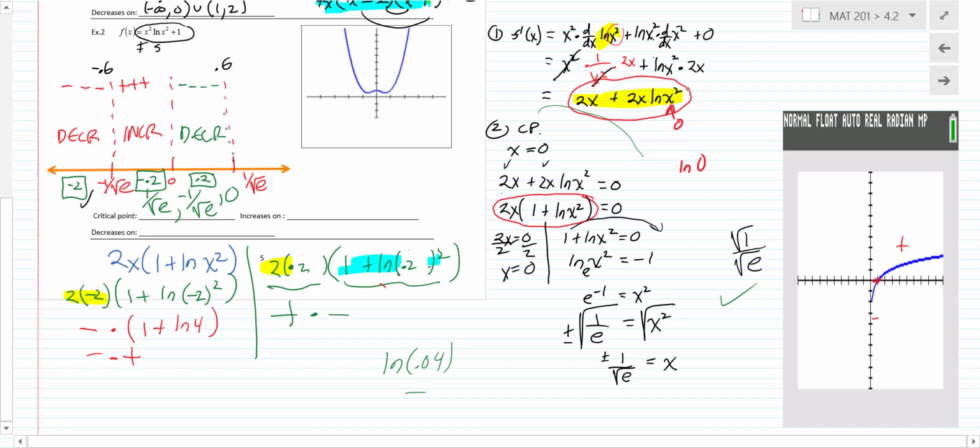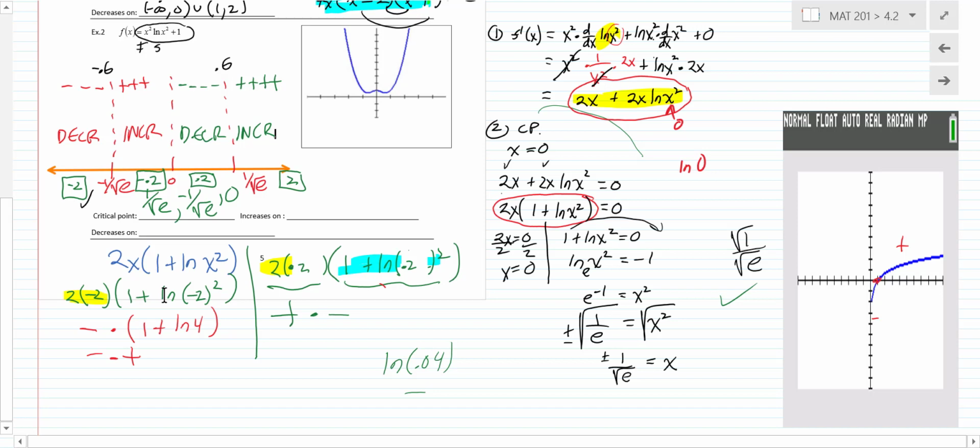And then the last one, let's take a number bigger than 0.6. Let's take, say, positive 2. Okay, if you worked out the details on this, I'm not going to go through all the details because it's a little time consuming, but if you plugged in positive 2 into this derivative, you would get a positive answer like that.